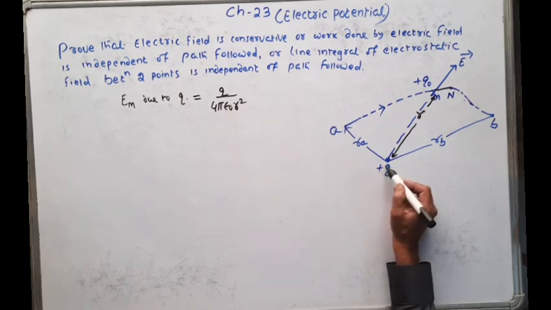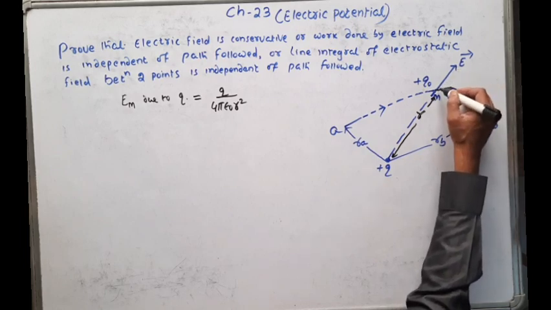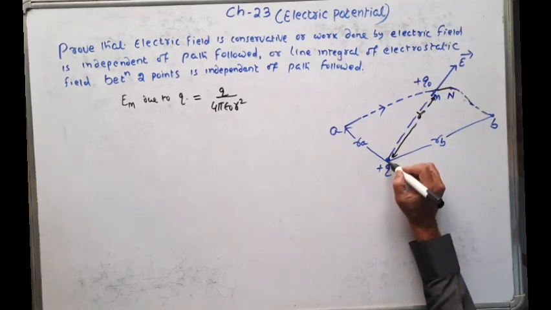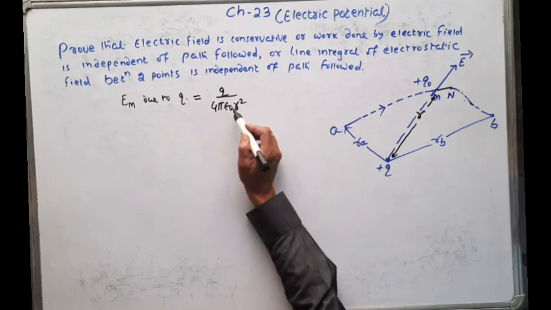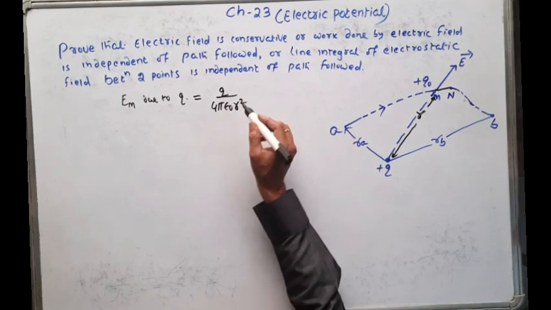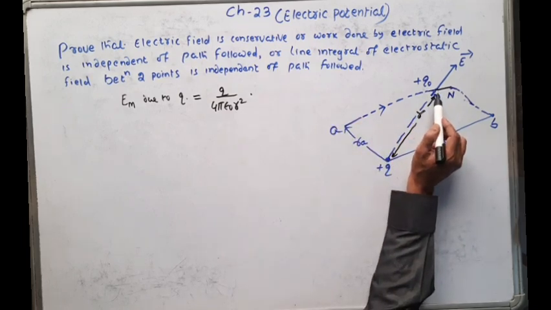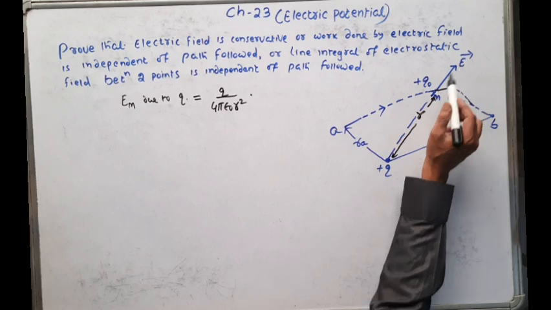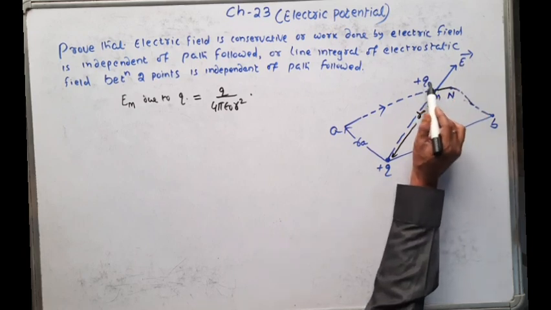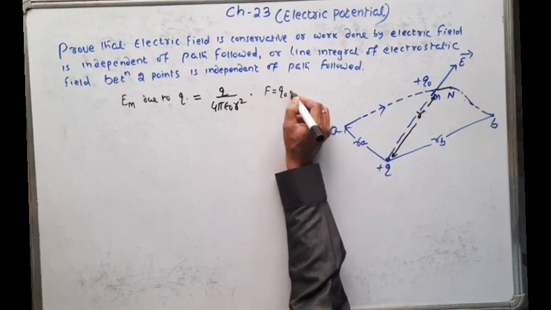Since q is positive, the electric field intensity direction is away from the positive charge. This is the direction of electric field intensity, whose value is equal to this much. Now we know when any charged particle is brought inside an electric field, it will experience a force. So this q naught charge in the presence of this electric field will experience a force F equal to q naught E.